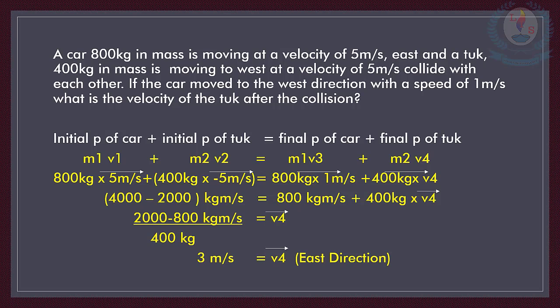We take all the velocities towards the east direction as positive, so the velocity of the car, which is 5 meters per second, is positive. Then we take the velocity of the tuk-tuk, which is also 5 meters per second, towards the west direction as negative, because its velocity is going in the other direction, so we have to use a negative or minus sign in order to put it in the same direction convention.